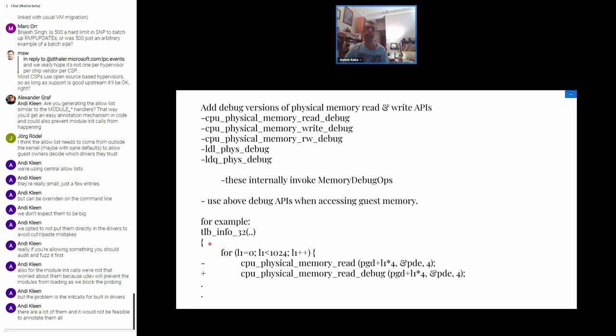For example, if there's a TLB info command, which will be invoked as part of the GDB stub or the monitor command, instead of making a CPU physical memory read, it now calls into CPU physical memory read debug. So that's where one of these APIs gets used accordingly.